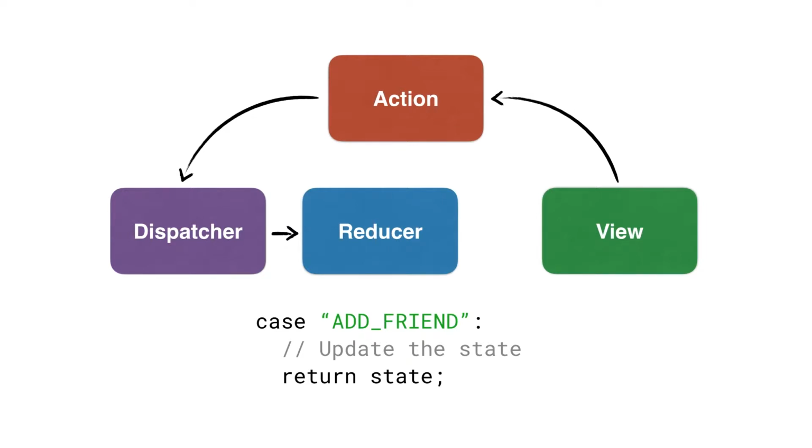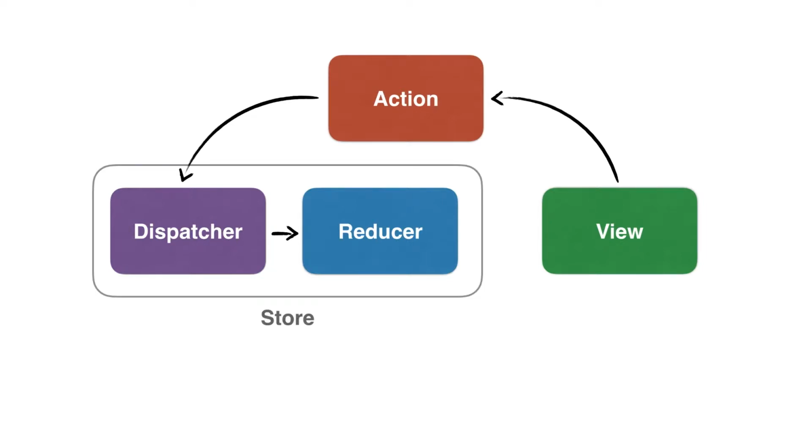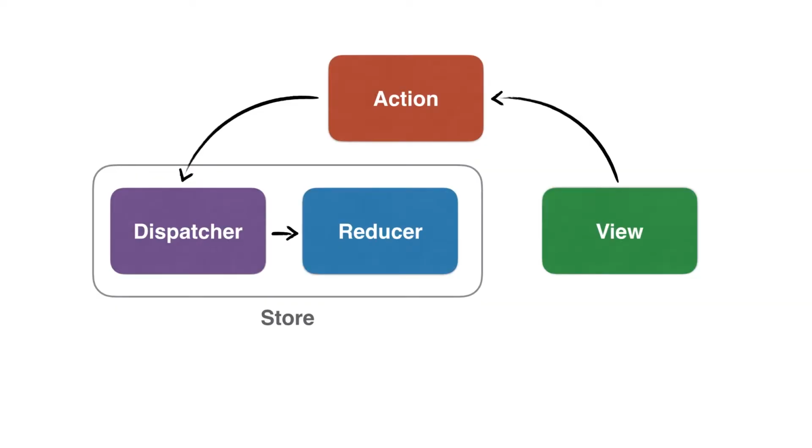Now, both the dispatcher and the reducer live inside of a structure called the store. Normally when you're building a Redux app, you'll have components that subscribe to updates from the store. Using the Polymer Redux library that we're going to be working with today, that whole subscription flow is actually going to be automated for us. But basically what happens is the reducer says, hey, I've got some new state based on the action that just happened. And then the store says, cool, I've got that new state. I will now hand it off to all the views that are listening to me.